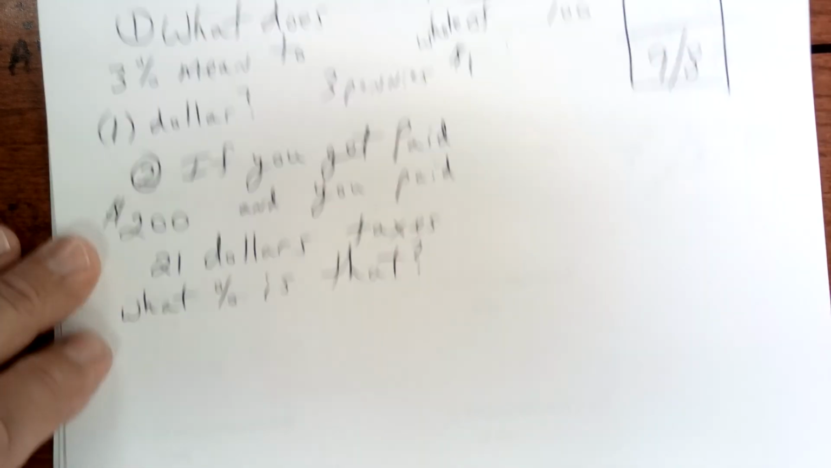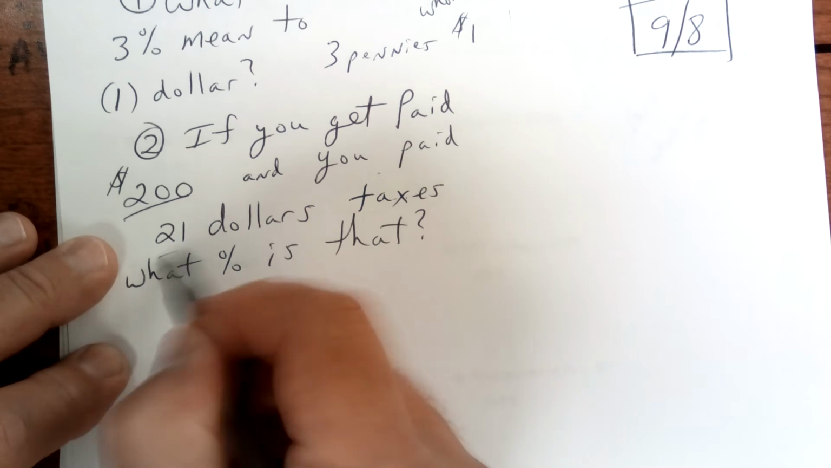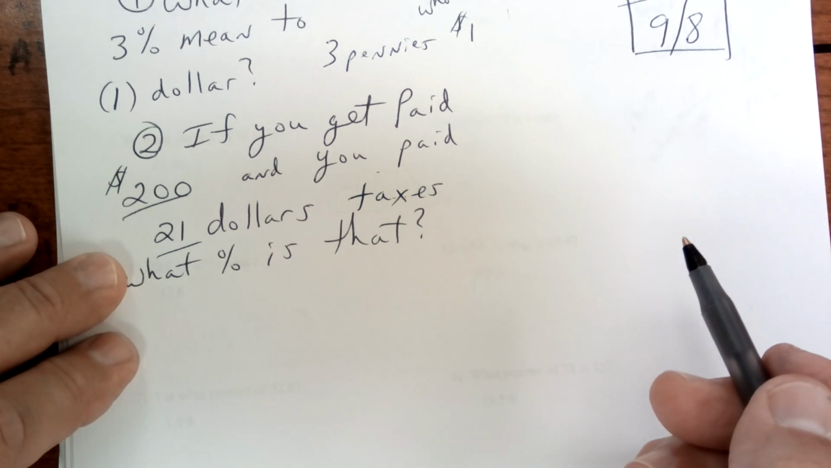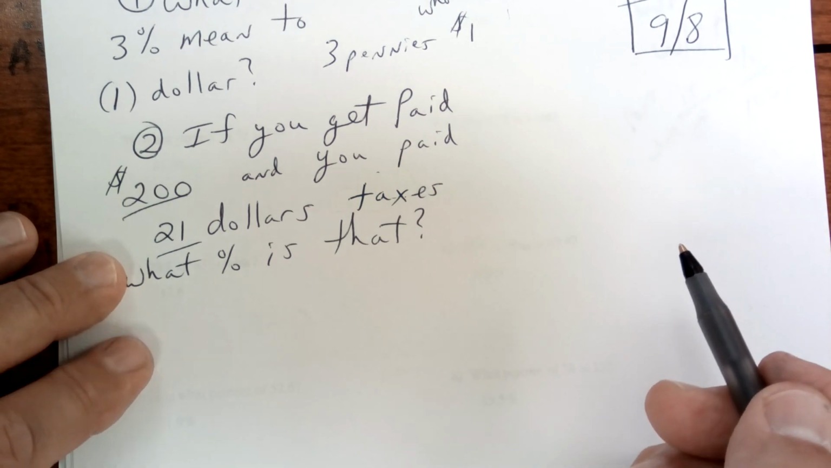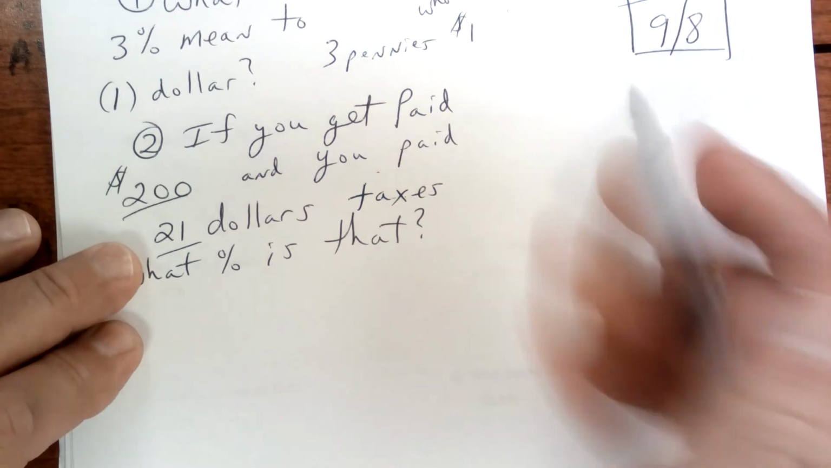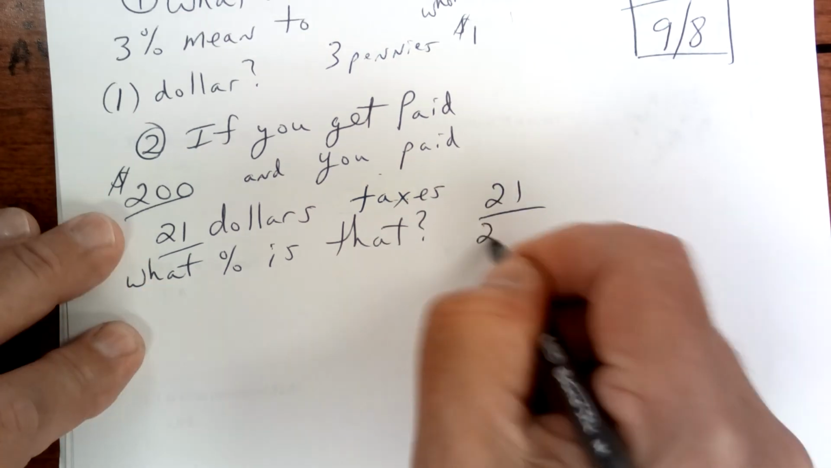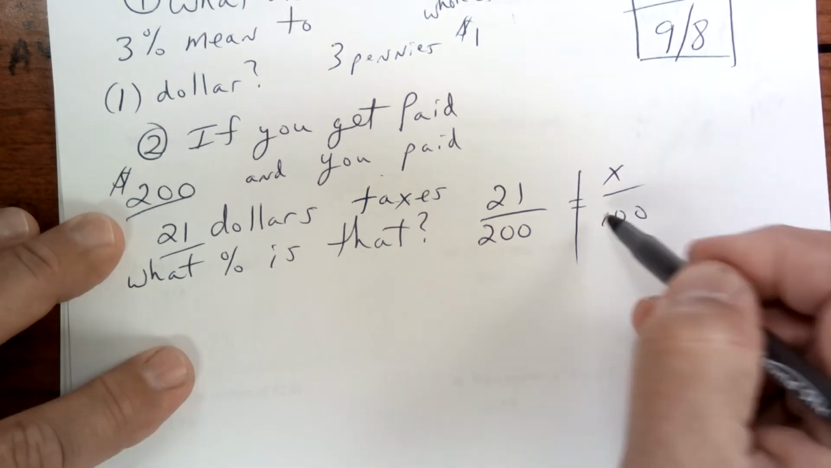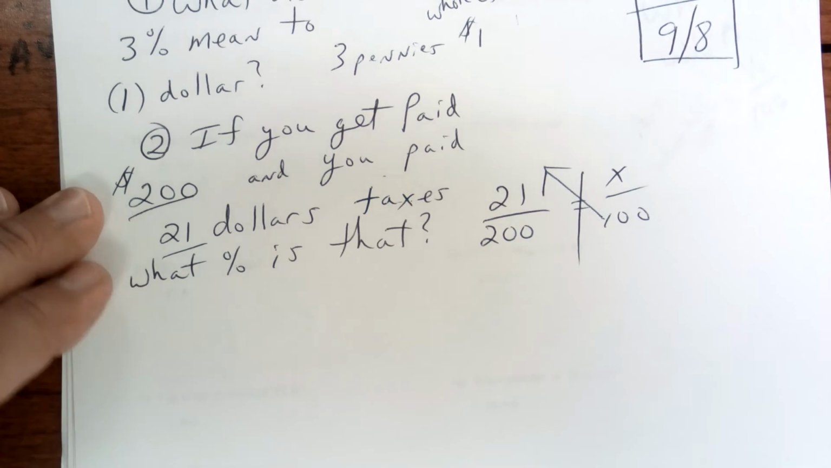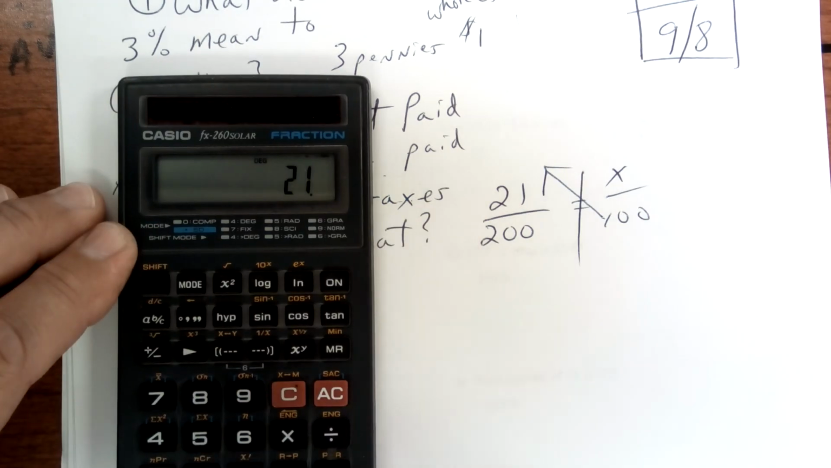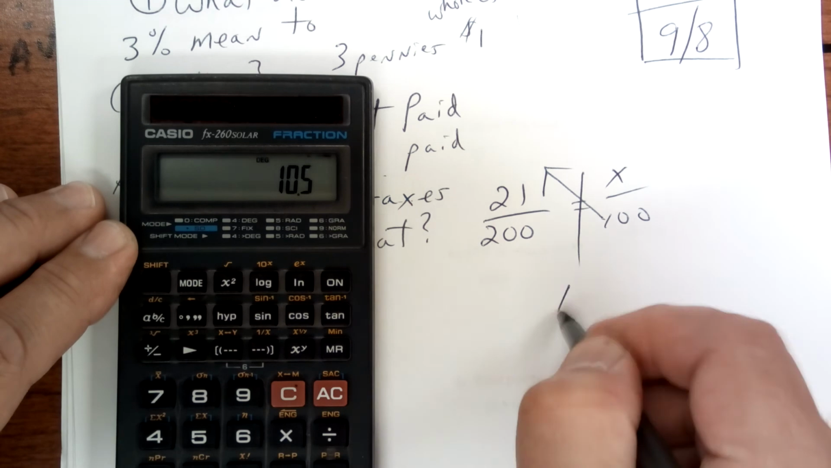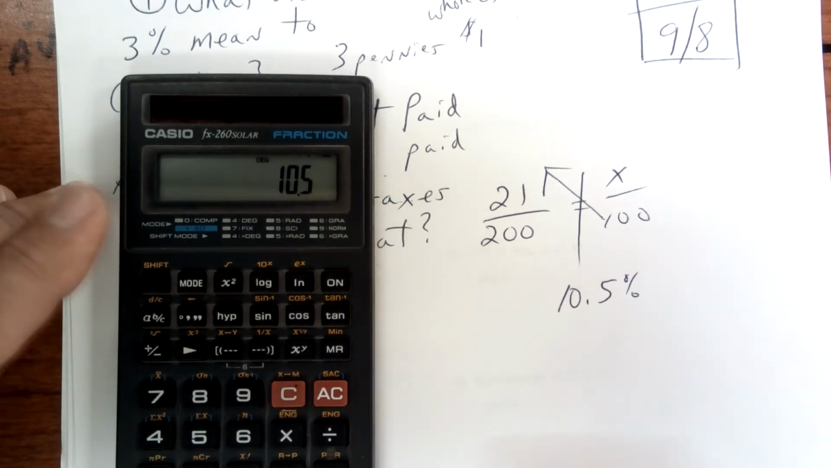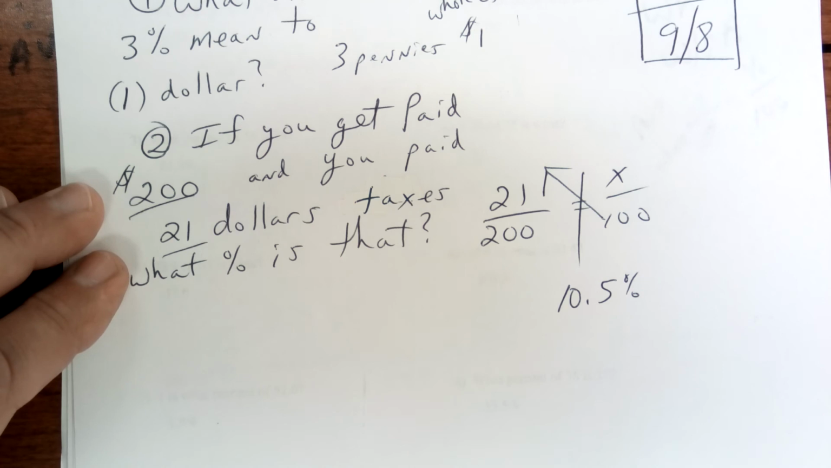If you get paid $200 and they hold back $21, what percentage is that? Well, the part would be the $21. The whole is the $200. We don't know the percentage, and there's the formula. So we're going to multiply by 100 and then divide by 200. So we're going to take 21 times 100, press equals, and then divide by 200. Whatever you get is your answer. So it's a 10.5% withholding.